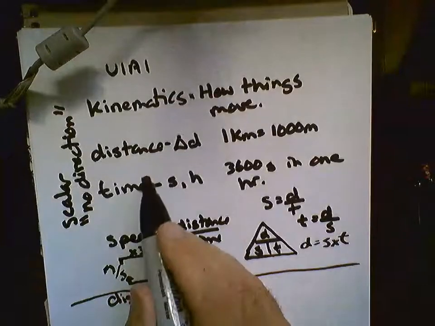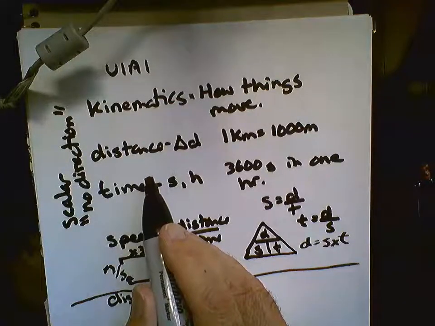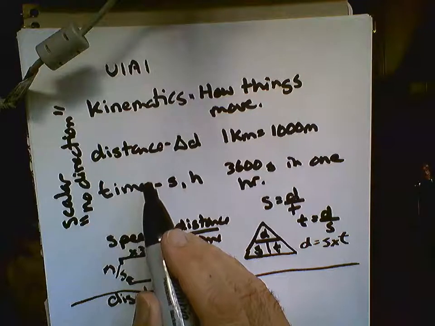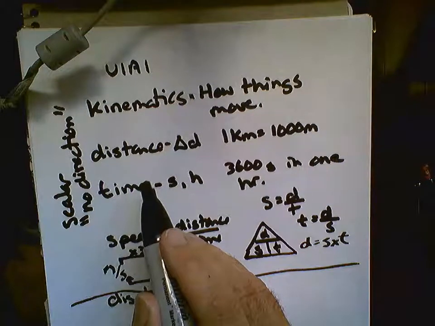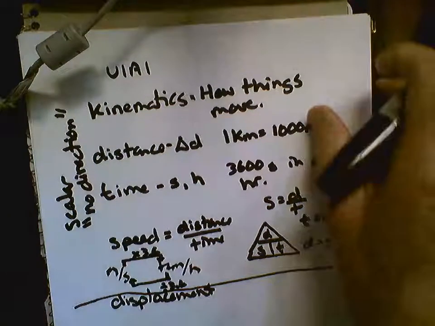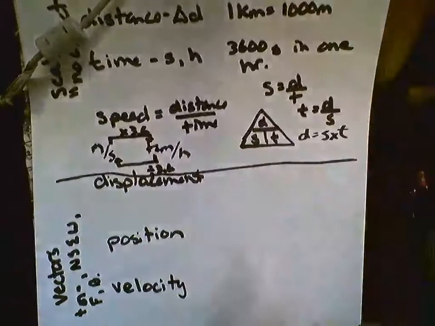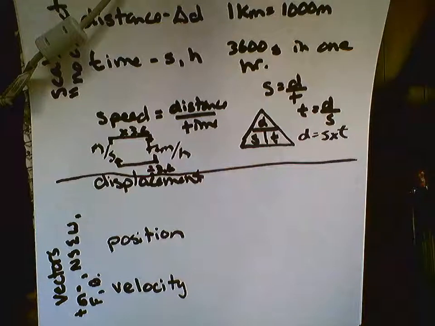If we take a look at somebody running around a track and we want to know how fast they are, we don't care what direction. When we talk about speed, we don't care what direction they're going in. We just want to know how fast they are. Velocity is another term that people use, and people often confuse it with speed. It's very similar.